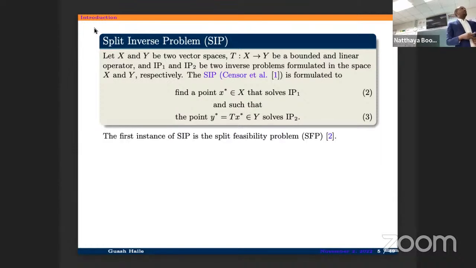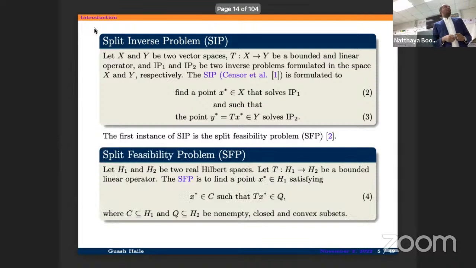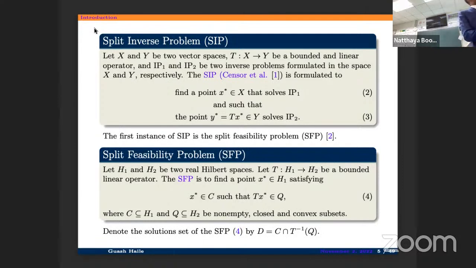The first instance of the split inverse problem is the so-called split feasibility problem, which was introduced by Censor and Elfving in 1994, and it is defined here. Let H1 and H2 be two real Hilbert spaces, and T from H1 to H2 be a bounded linear operator. Then the split feasibility problem is finding a point x* in H1, in the first space, which is in C, such that its image is in Q, where C and Q are non-empty closed convex subsets of H1 and H2 respectively. We can denote the solution set of this split feasibility problem by D, which is the intersection of C and the pre-image of Q.